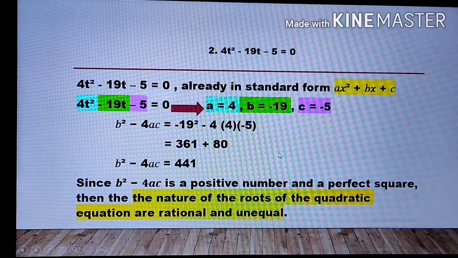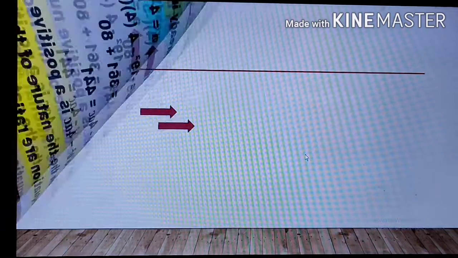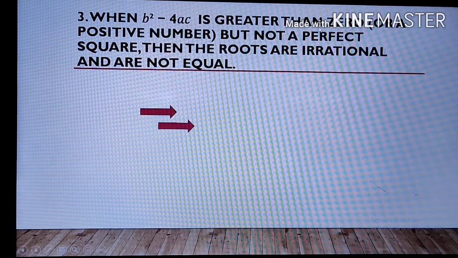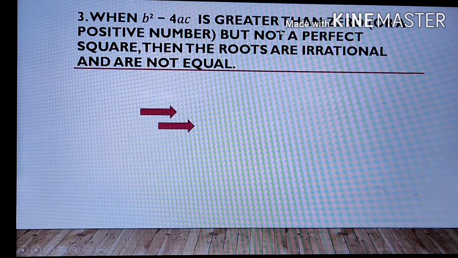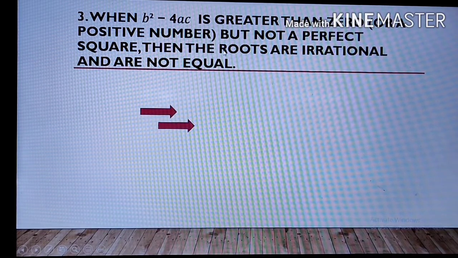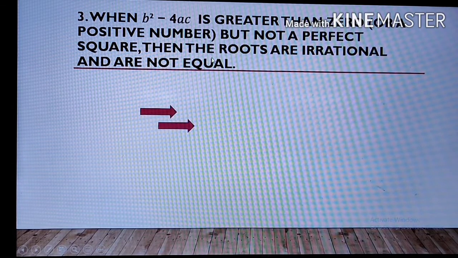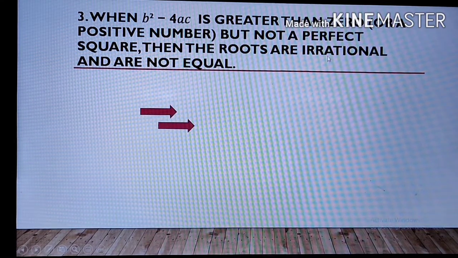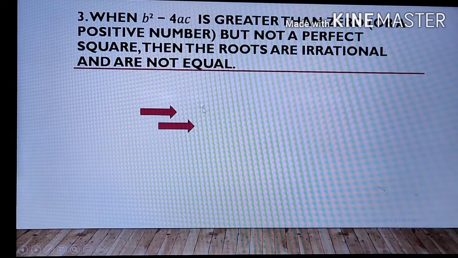So, yan ha. Next, number 3. When b squared minus 4ac is greater than 0 or a positive number but not a perfect square, then the roots are irrational and are not equal. So, yung number 2 kanina, positive number but perfect square. Ito naman, positive number pero hindi dapat siya perfect square. So, if ang value is greater than 0 or a positive number and not a perfect square, ibig sabihin yung roots niya are irrational and unequal.